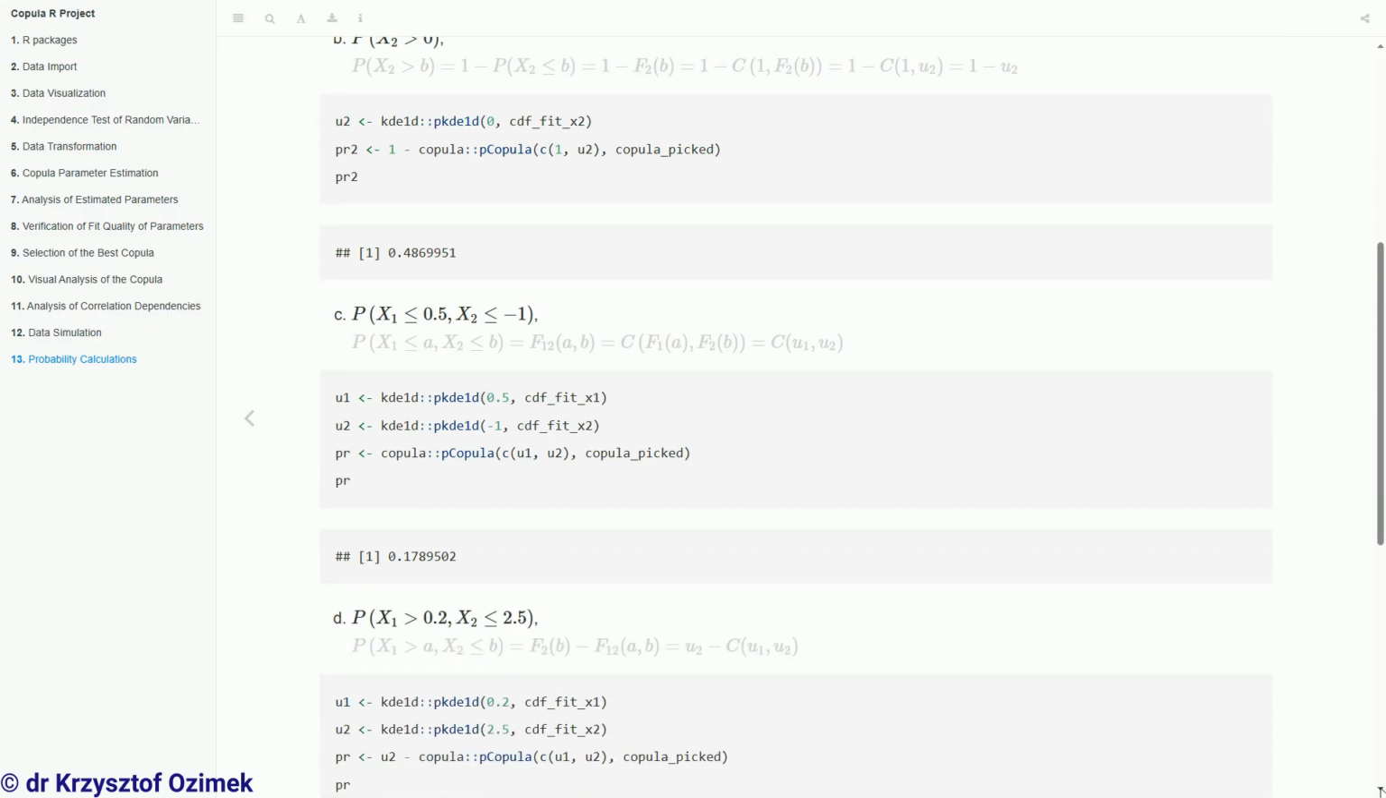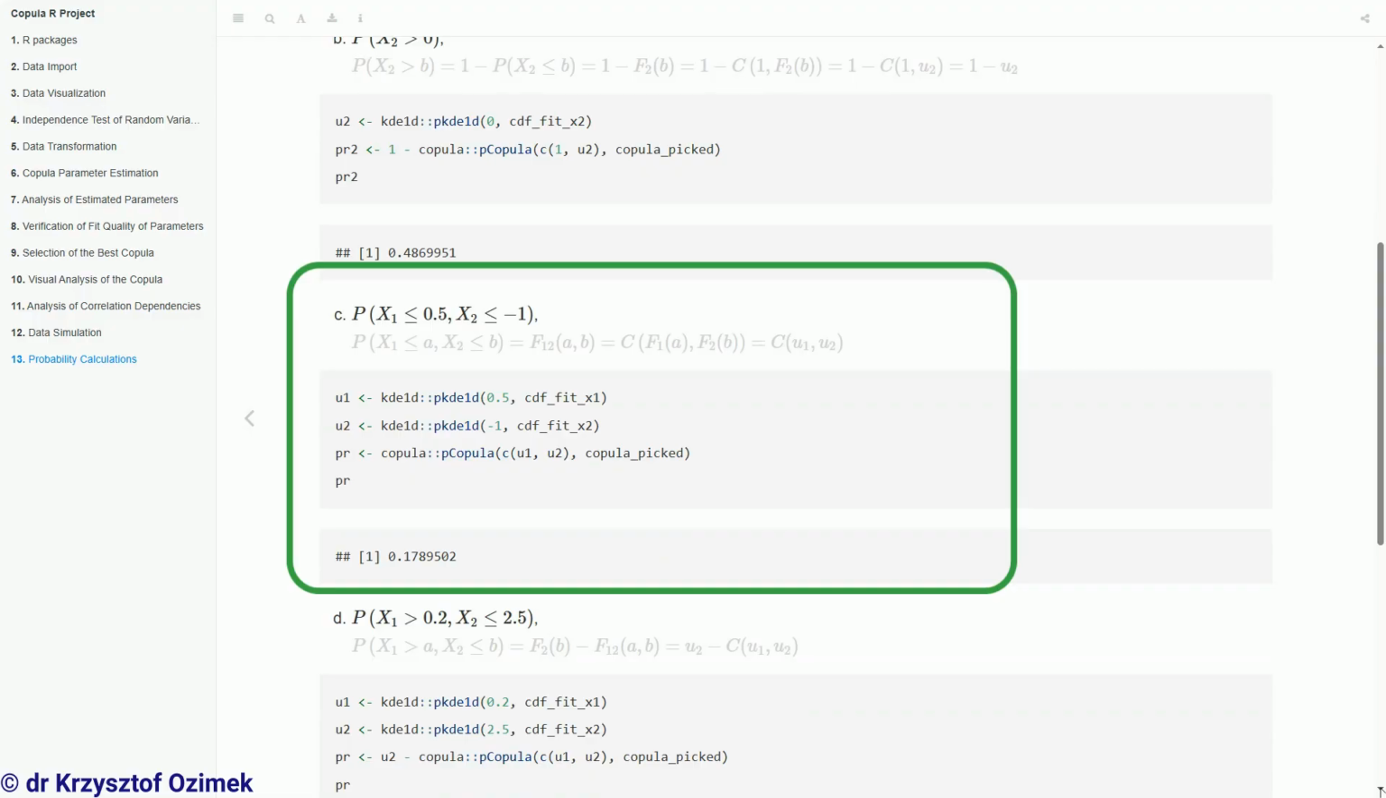In point C, we calculate the joint probability for both variables. Using the pCopula function, we pass u1 and u2, which correspond to the estimated marginal CDF values for x1 and x2. The joint probability is computed according to the formula written in gray.